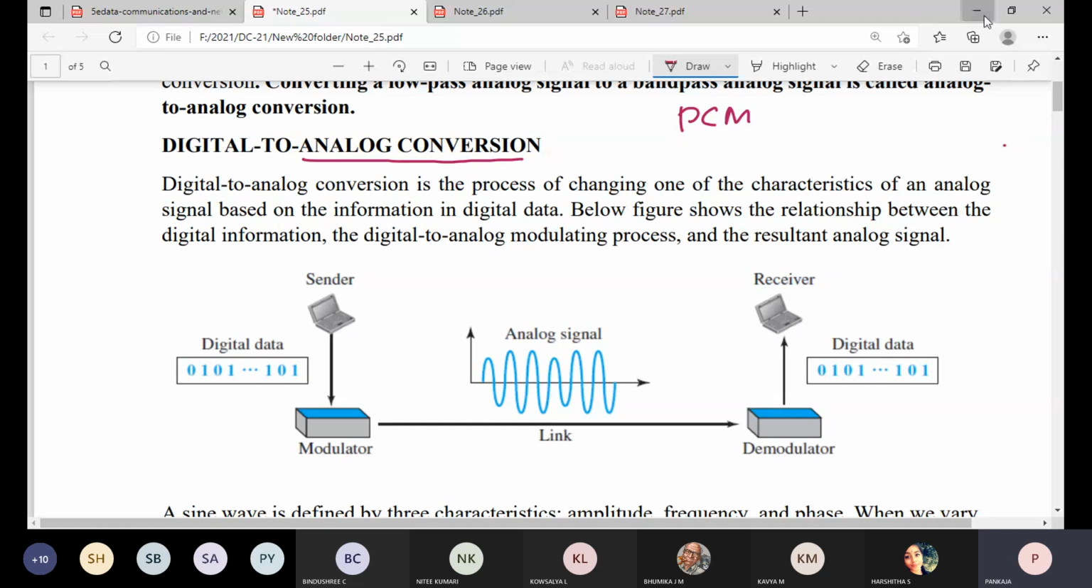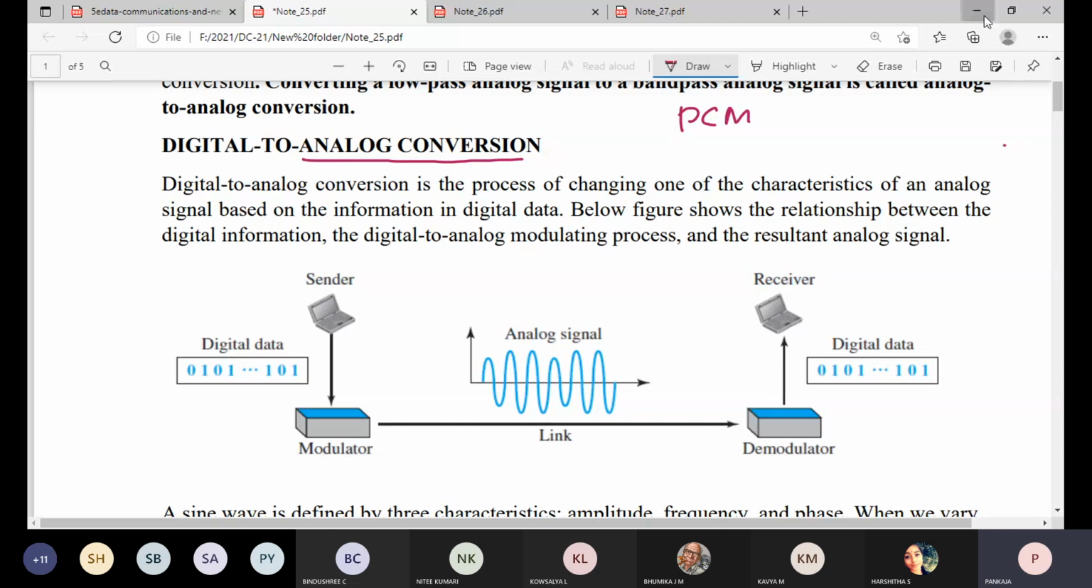Then the third one is PSK, that is called phase shift keying, and we have a fourth method, which is a combination of these two, called quadrature amplitude modulation, QAM. These are the different techniques we are going to discuss. I think I have even shown.